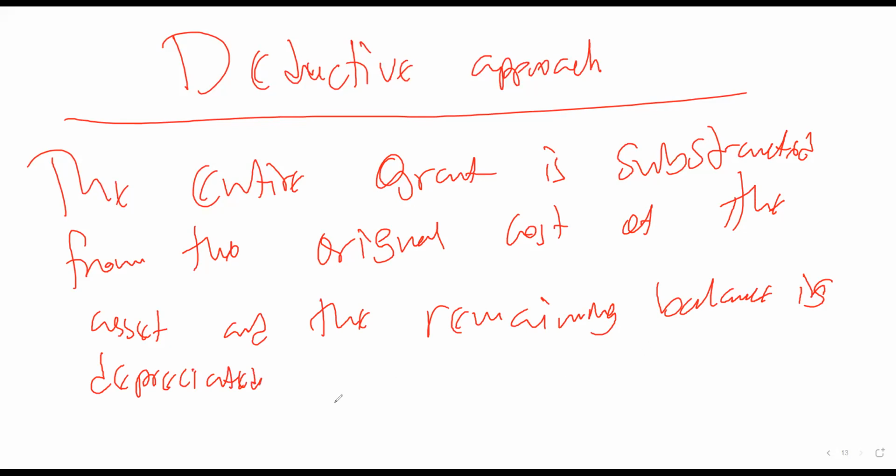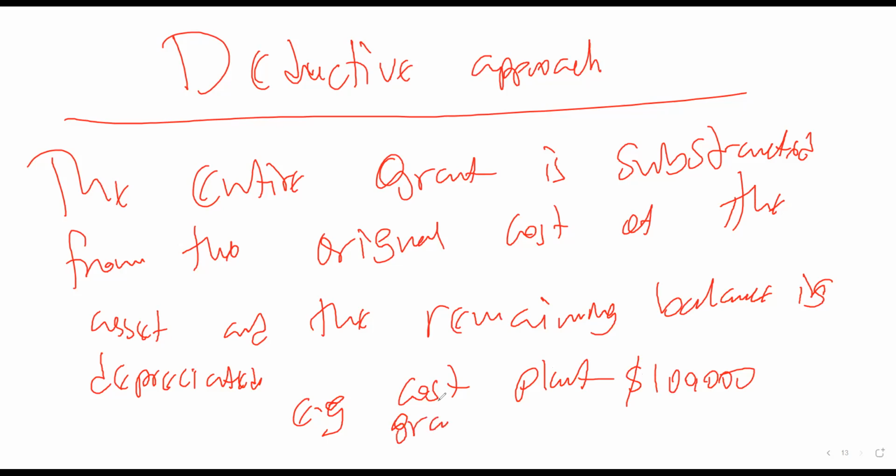So example, let's go. Cost of plant is $100,000. Government gave a grant of 40%. Government contributed 40% of the asset value. So how would the treatment look like? And then we are done. Now let's start.